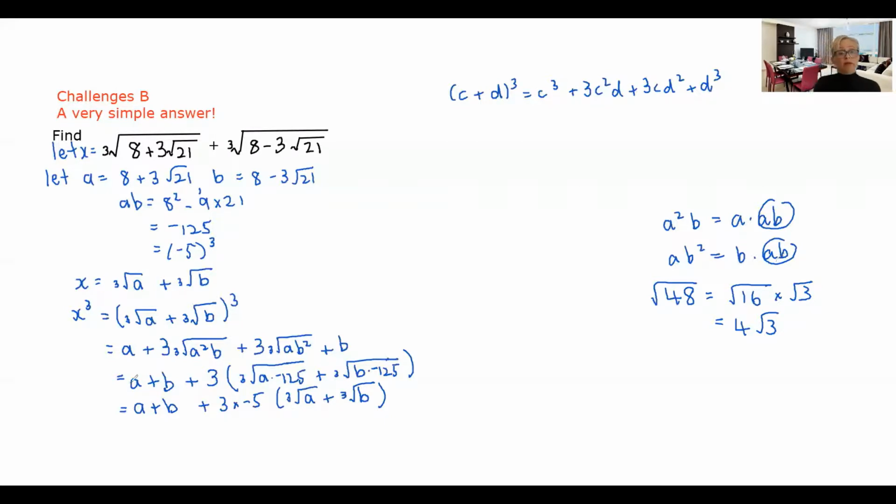All right, now what do we have? So we've said that x cubed is our a plus b. Now what is a plus b? Let's work that out as well. So we worked out a times b, let's work out a plus b. Well, a plus b is also very simple. A plus 3 root 21 plus a minus 3 root 21 is just 16. So this is fantastic. So that's going to simplify to be that. Minus 15 times cubed root a plus cubed root b.